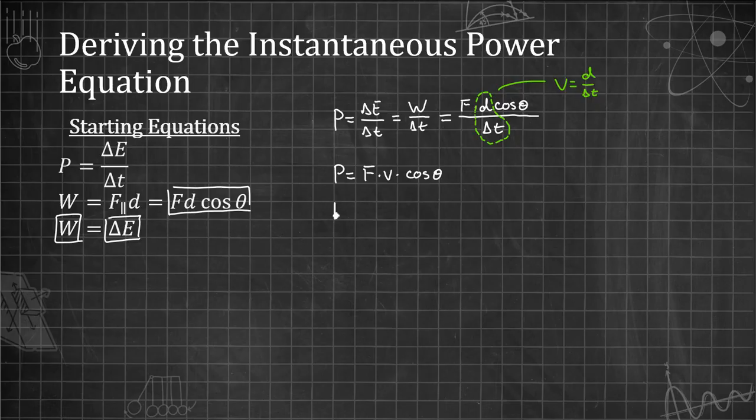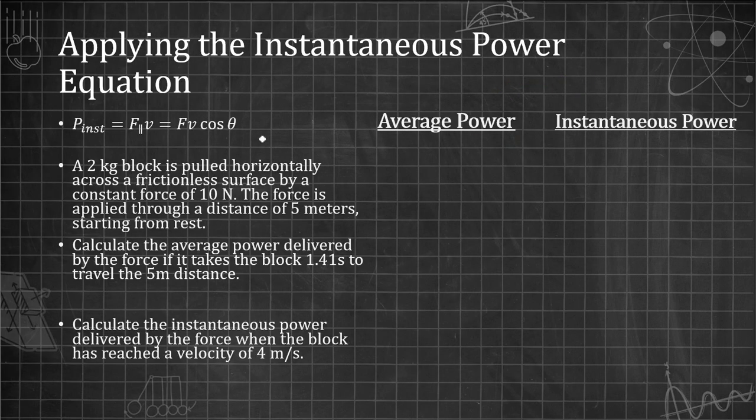If we then attach the instantaneous as a subscript on the velocity, we get the instantaneous power equation. The instantaneous power generated by a moving object is the force on that object multiplied by the instantaneous velocity multiplied by cosine theta. So as always, we're going to practice using this equation with an example problem.